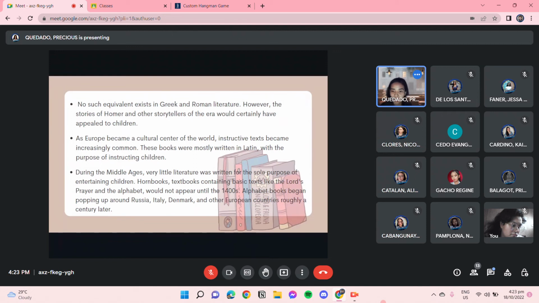Maybe not as popular as English because we have globalization right now. But Latin was a lingua franca before, and that was the language used for instructive texts in Europe. This instructive text was obviously for the purpose of instructing children. So when the Middle Ages came, literature was not written solely for the purpose of entertaining children. So there are children's books, but not for entertainment purposes.